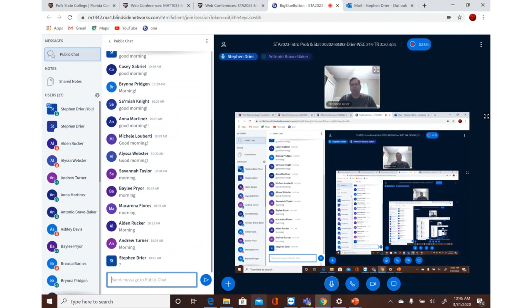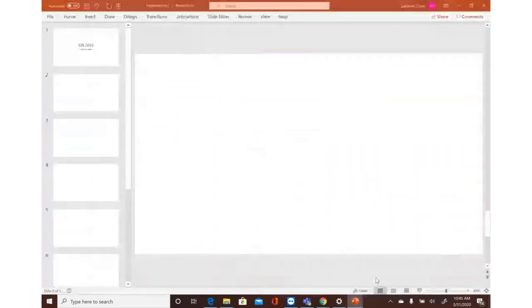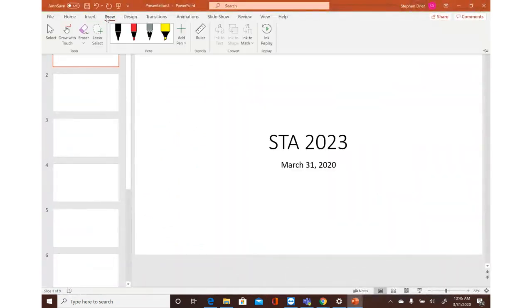The way we're going to do lecture is it will be done through PowerPoint. So we'll start with this. Now, at this point, everybody should be able to see the screen. Is there anyone who is not able to see the screen? The screen in front of you should say STA 2023, March 31st, 2020.